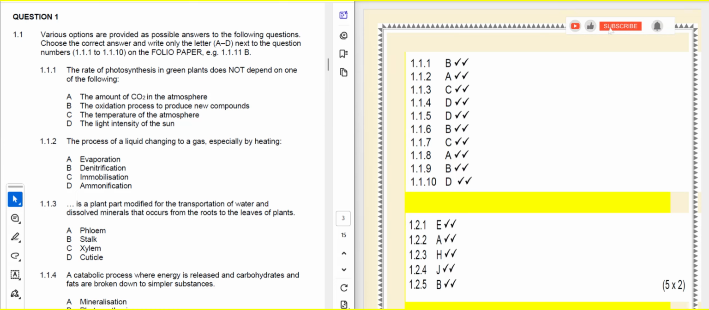1.1.3. Is a plant part modified for the transportation of water and dissolved minerals that occurs from the roots to the leaves of plants? A. Phloem. B. Stalk. C. Xylem. D. Cuticle. Letter C. This refers to xylem.